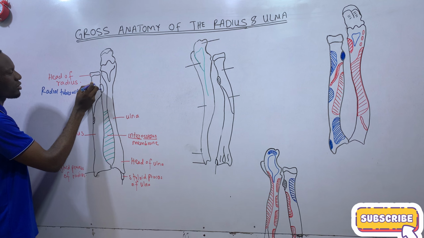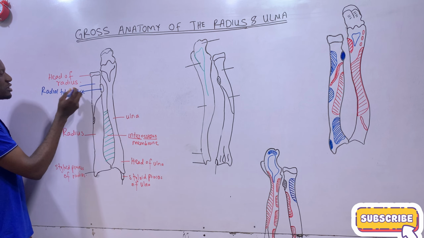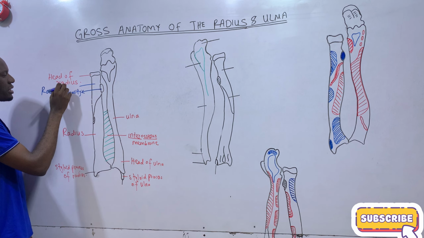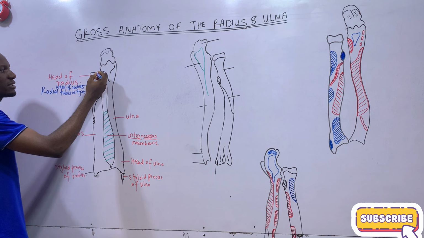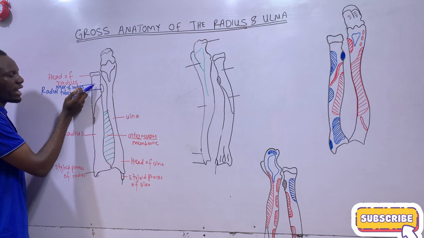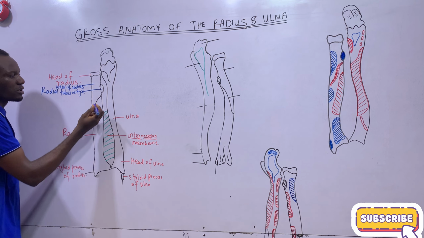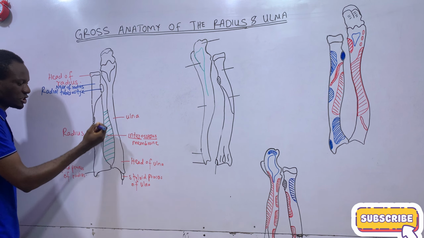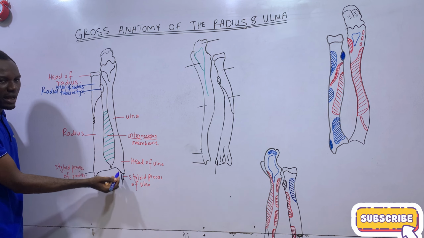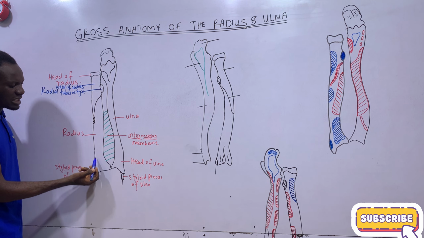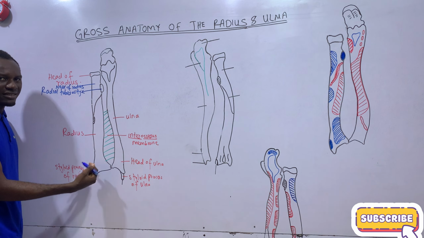This small constricted portion that is below the head of the radius is called the neck of radius. So the radius has a head, a neck, and the radial tuberosity at the upper part. So the mid part is known as the shaft of the radius, and at the lower part, the shaft expanded. The shaft of the radius expanded at the distal aspect. And this distal expansion has a significance.